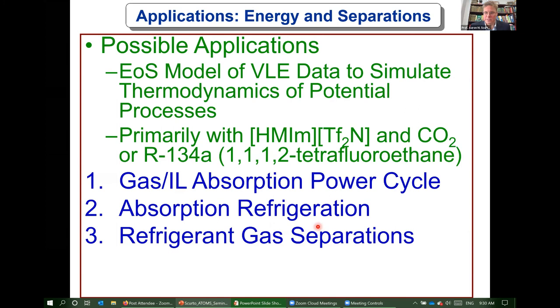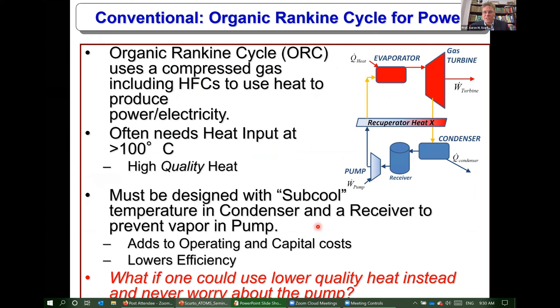So power generation using a variety of different hydrofluorocarbons and other types of gases through the organic Rankine cycle is currently being practiced industrially. And in this situation, you have a pump that takes the condensed liquid refrigerant to the evaporator, where we use heat as opposed to a compressor to produce a high temperature, high pressure gas. That gas goes to the turbine and then produces power. But then we have to limit the pressure that comes out of the turbine because we need to be able to condense that gas into a liquid.